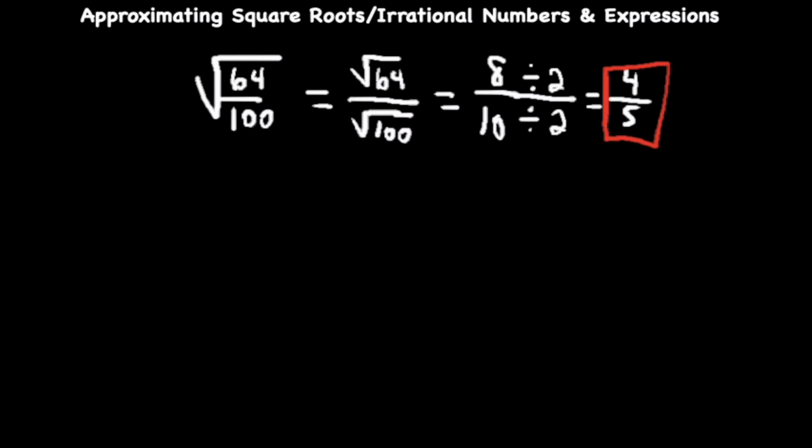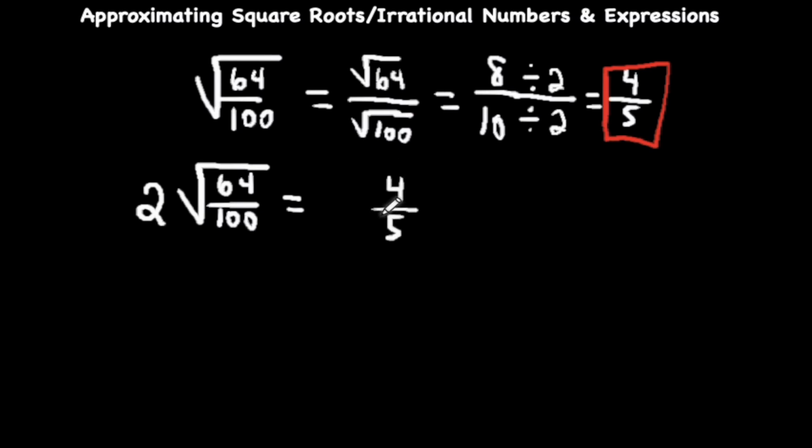Let's say that you're given 2 times the square root of 64 divided by the square root of 100. You're going to simply break the square root of 64 divided by the square root of 100 down to simplest form. We already know that the square root of 64 divided by the square root of 100 in simplest form is 4/5. So you can multiply that by 2 and you'll get a result of 8/5.